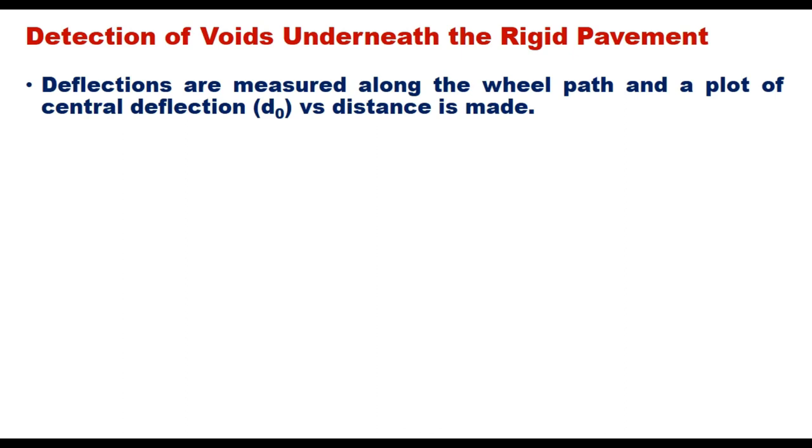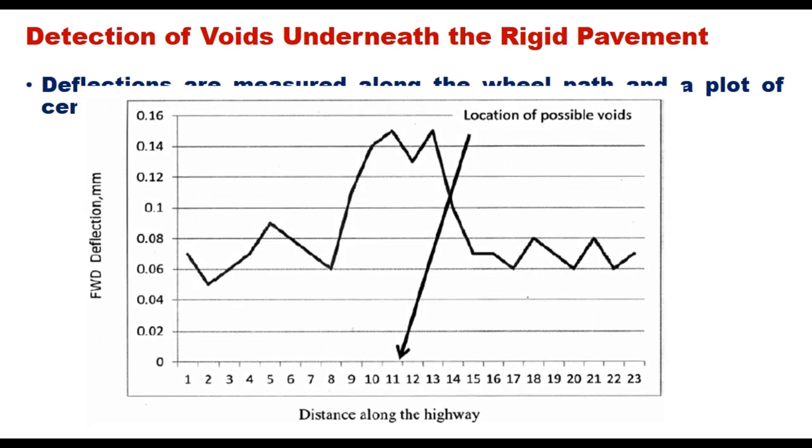And in FWD, when deflections are measured along the wheel path and you make a plot of central deflection versus distance, then it looks like this. Locations where the deflections are much higher than normal may indicate the presence of voids. And these voids must be grouted with cement mortar slurry to make the pavement safe. IRC 117 provides some methods of grouting the voids in a rigid pavement.